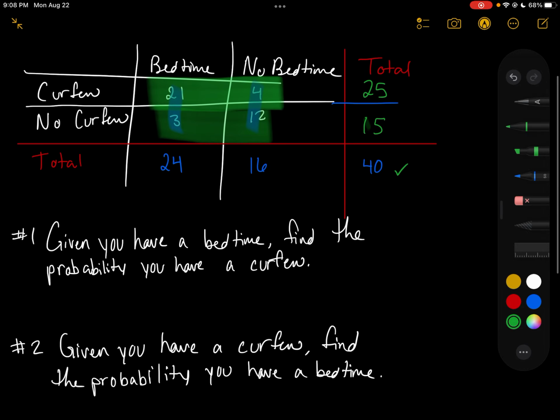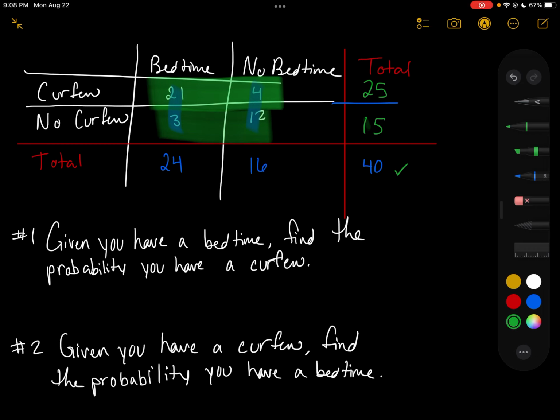The second type of question that we're going to see are probability questions. And these ones basically take a look at the probability of a certain population. So we're not looking at everybody, just a certain subset of your population.